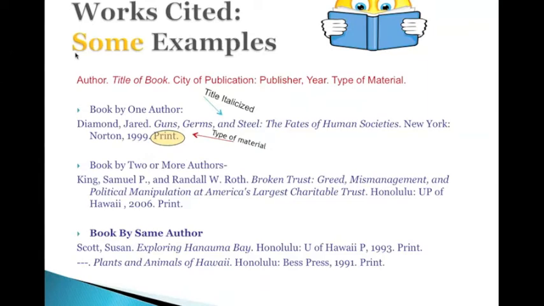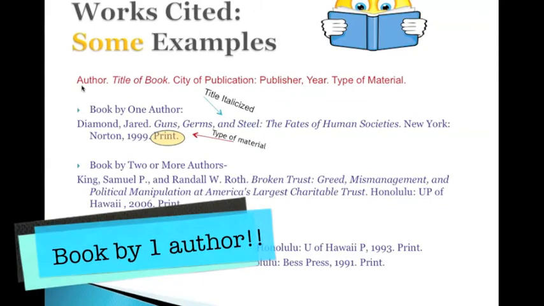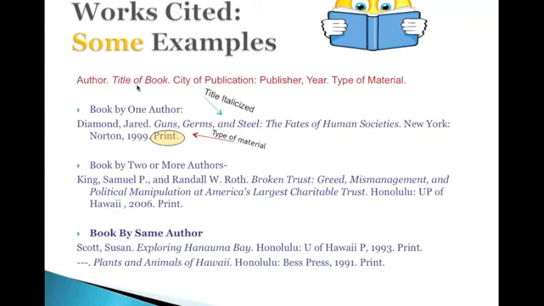I'm going to go over the basic information that is important to know for each source. When citing a book, it is important to know that when citing one author, you simply write the author's last name, first name, and then follow the rest of the template. The title of the book is italicized. You include the city of publication, the publisher, the year, and the type of material.